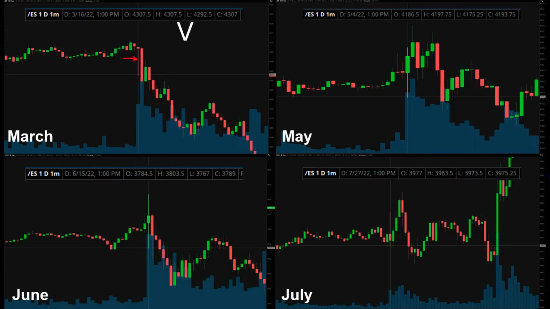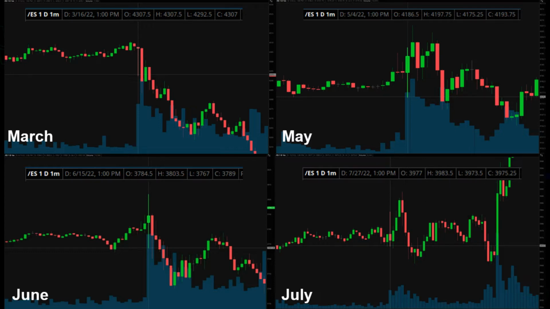In March, this candlestick had a high of 43.0750 and a low of 42.9250, a range of 15 points. In May, this candlestick had a high of 41.9775 and a low of 41.7525, a range of 22.5 points. In June, this candlestick had a high of 38.0350 and a low of 37.67, a range of 36.5 points. In July, this candlestick had a high of 39.8350 and a low of 39.7350, a range of 10 points.